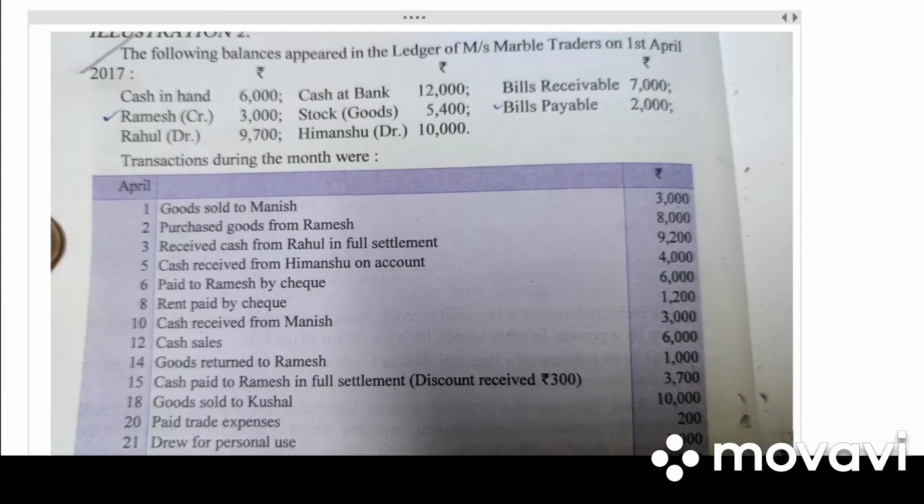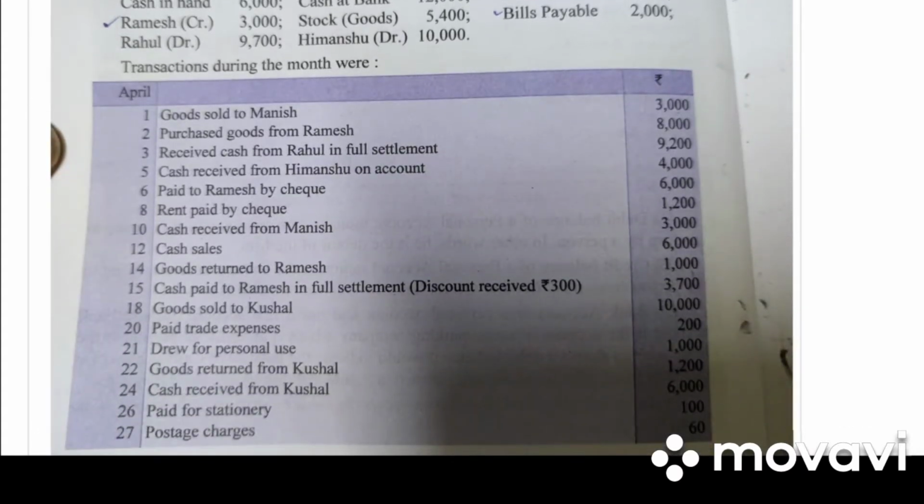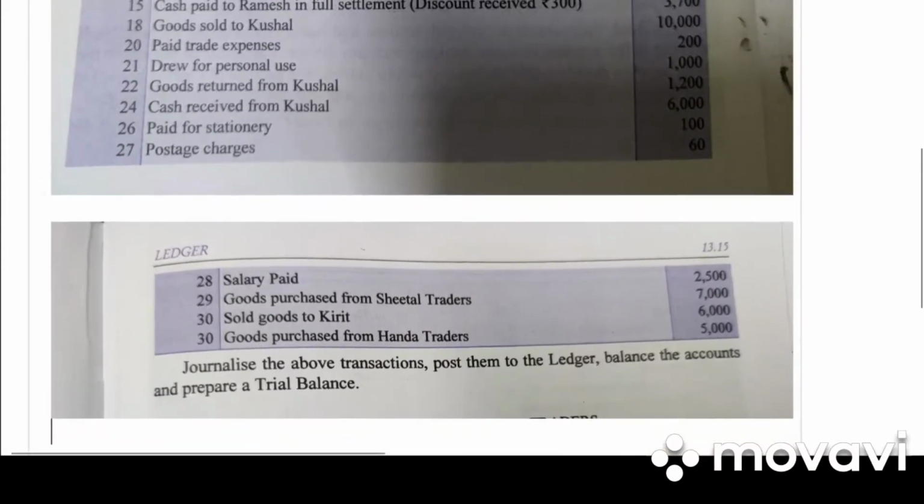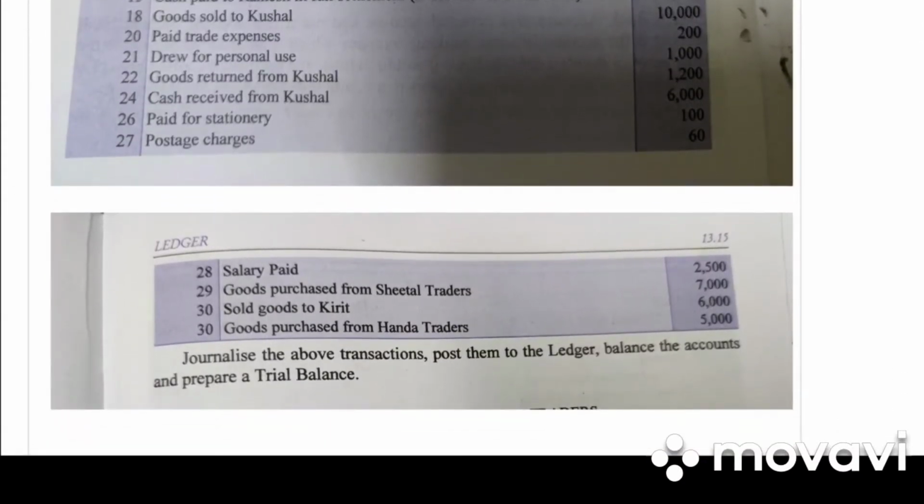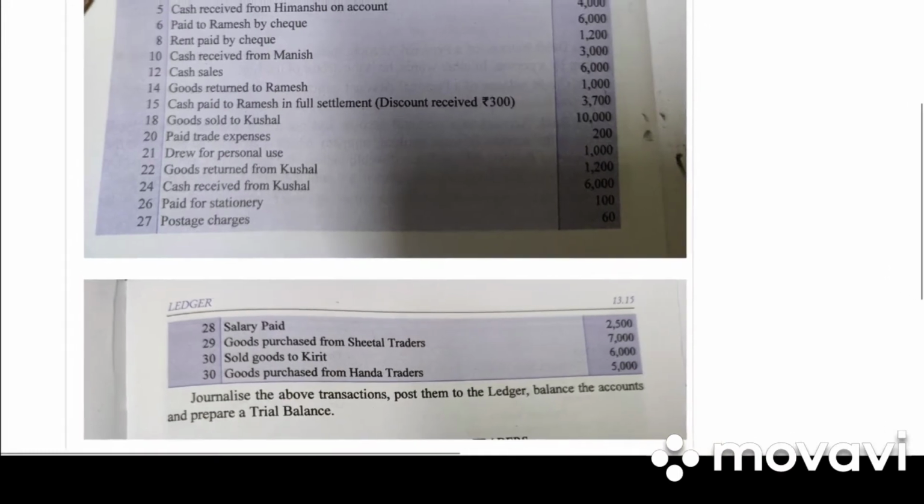So let us take down an illustration. The following balances appeared in the ledger of Marble Traders on 1st April. Transactions during the month are given. Journalize the above transactions, post them in the ledger and balance the ledger accounts.